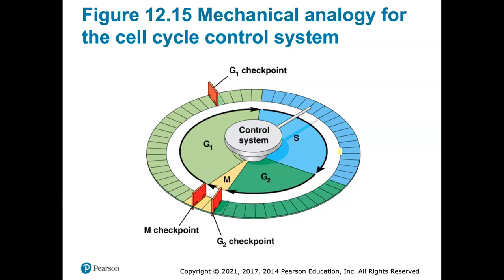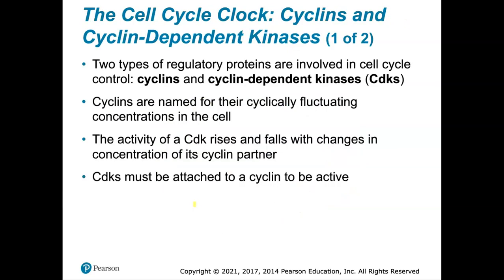And there is a checkpoint called the G1 checkpoint, almost at the end of the G1 phase. There is another checkpoint at the end of G2, and that checkpoint would catch a mistake that might have been made during DNA replication. Then there's one more checkpoint called the M checkpoint, and that's going to happen at the end of mitosis.